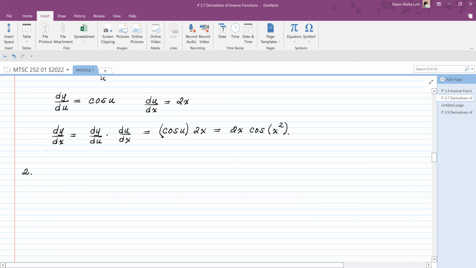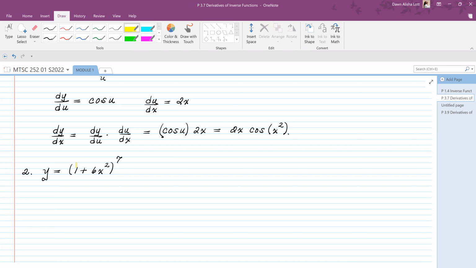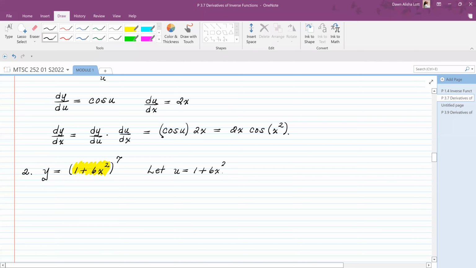Okay, so let's say y is equal to 1 plus 6x squared, to the 7th power. Again, I'm going to take the stuff on the inside and I'm going to call that u. So now I'm going to let u equal 1 plus 6x squared. And then that means y looks like u to the 7th power.